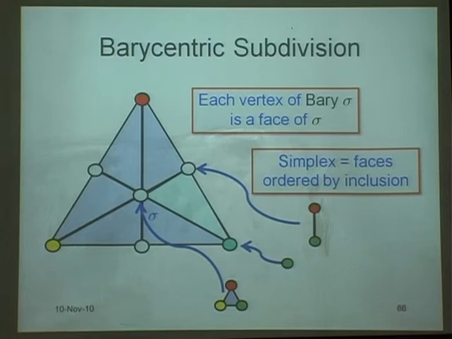So a simplex of the subdivision is just a set of faces ordered by inclusion. So any chain of faces that are ordered by inclusion defines a simplex of the subdivision. So here, this is contained in this, is contained in this, and when we put them all together, we get a simplex of the subdivision.